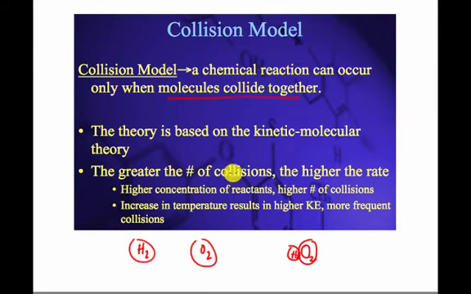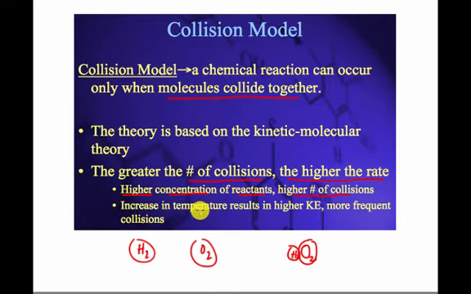So the greater the number of collisions, the higher the rate. It's really this simple. If we want to increase the rate of reaction, we increase the number of collisions. We want those particles to collide more often. So if we know that at a higher concentration there's a higher concentration of our reactants, then if there are more particles in there, there's going to be a higher frequency of collisions. It makes pretty good sense, doesn't it? More concentration, more particles, higher number of collisions.